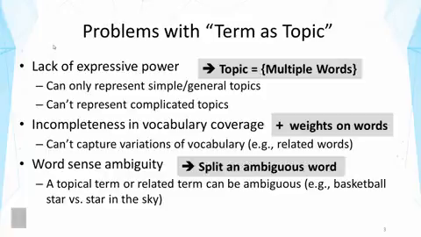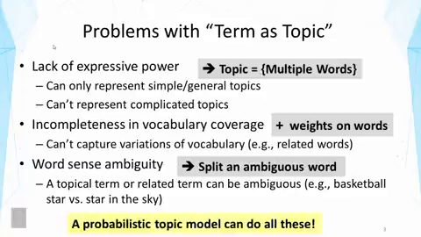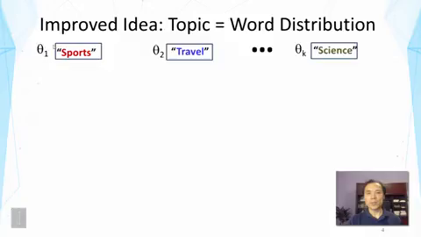Finally, to solve the problem of word ambiguity, we need to split an ambiguous word so that we can disambiguate its topic. It turns out that all these can be done by using a probabilistic topic model. And that's why we're going to spend a lot of lectures to talk about this topic. So the basic idea here is an improved representation of topic as a word distribution.